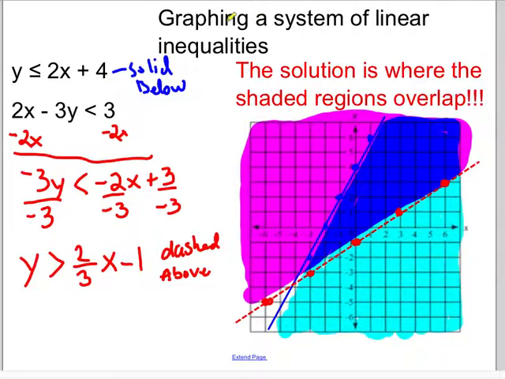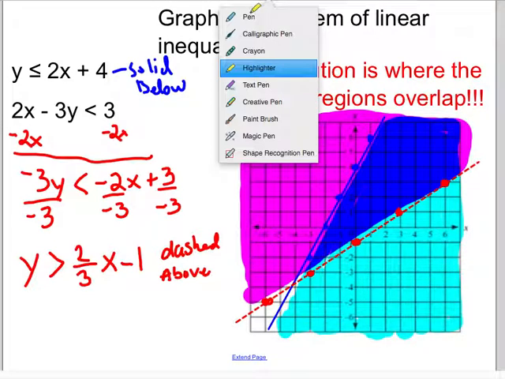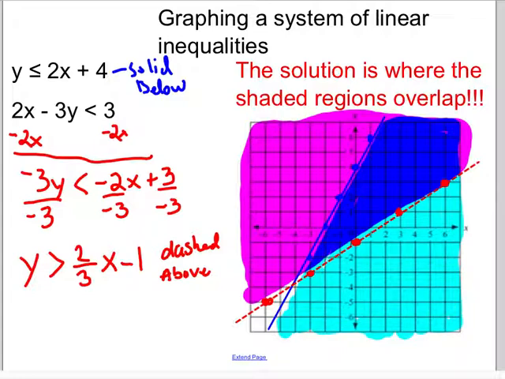And again, the solution is where the shaded regions overlap. And what's nice with these highlighters is you can see that the overlapping region is this dark blue region. So my solution is everything in this dark blue. This is my solution right here. Everything below our blue line, everything above our red line, that is our solution region to these inequalities.